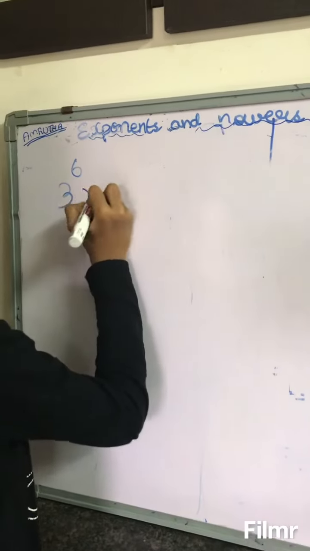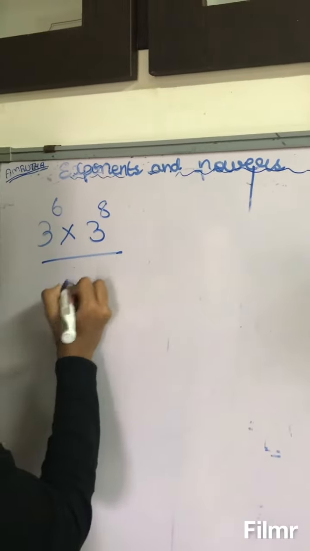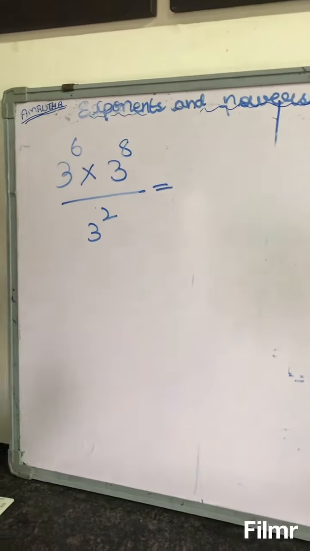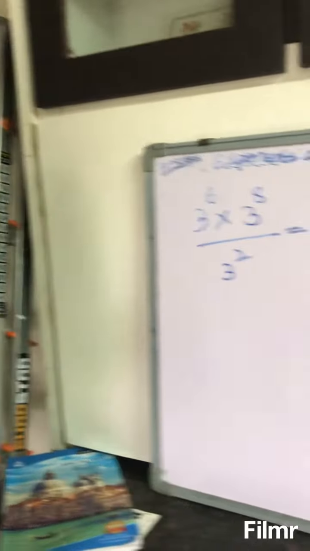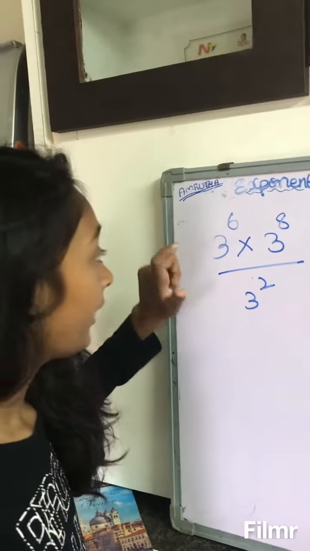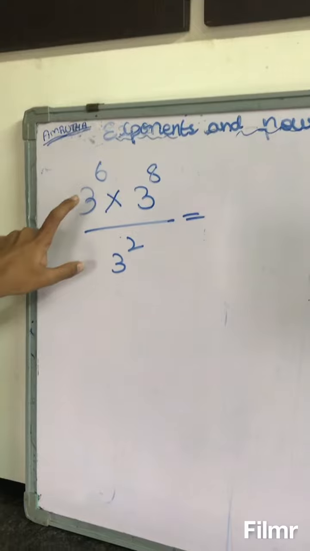So here, 3 to the power of 6 into 2 to the power of 8. How much? If they ask you this calculation, how to do this sum? We've already learned the formula for a to the power of m into a to the power of n, so you can apply the formula here.